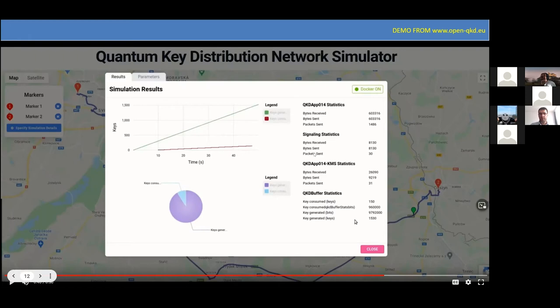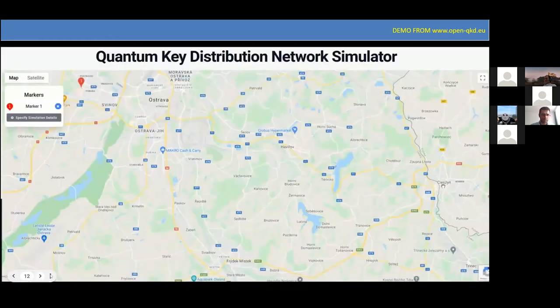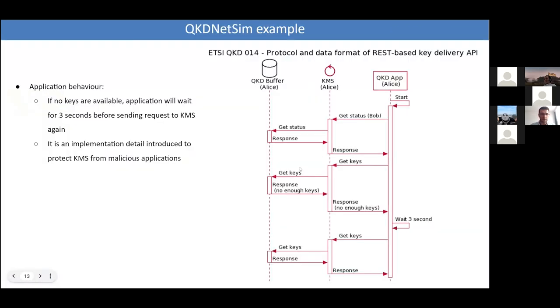So playing with different parameters, you can see that different factors, and I will explain in several examples from now on, can change the performance of the whole QKD system. It's not important only how much key you generate, but how to use it. If you do not optimize your key usage, it can have a very high impact on the overall performance of the system. Okay, can I switch to the next slide?